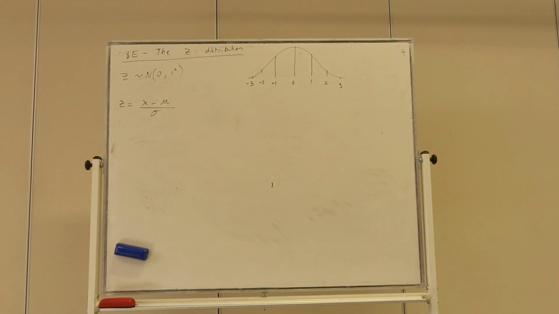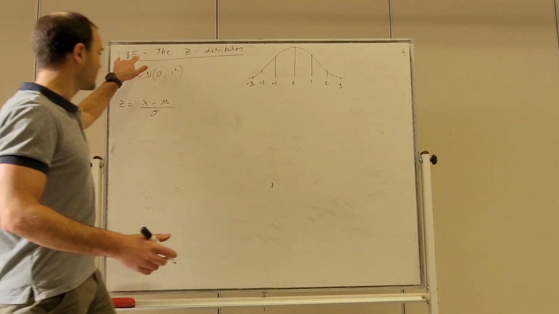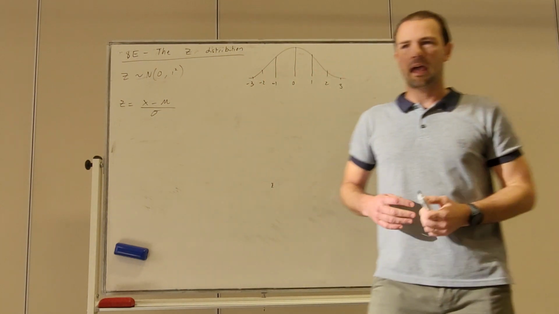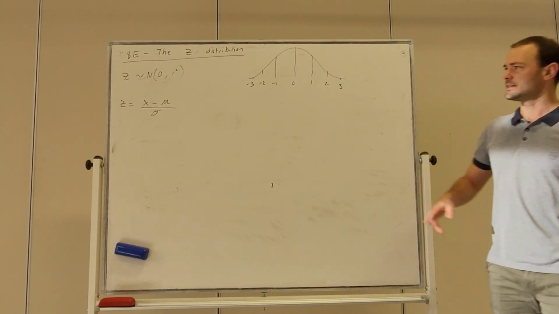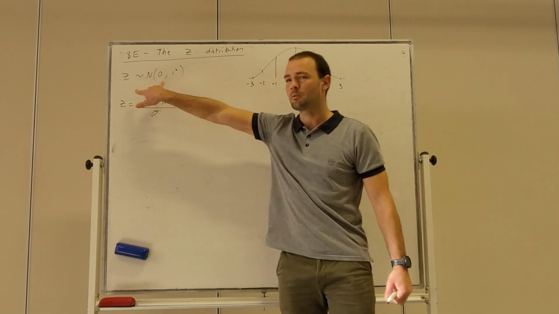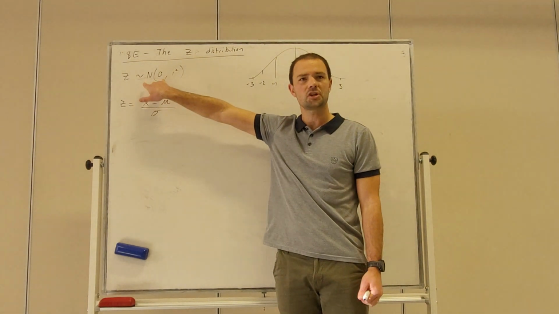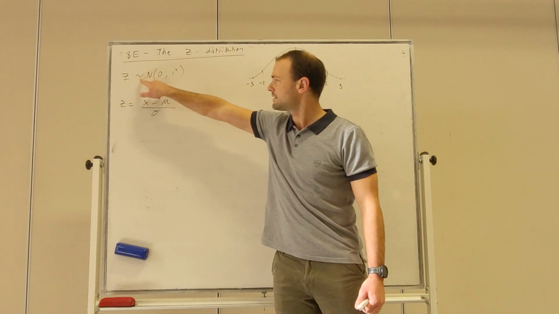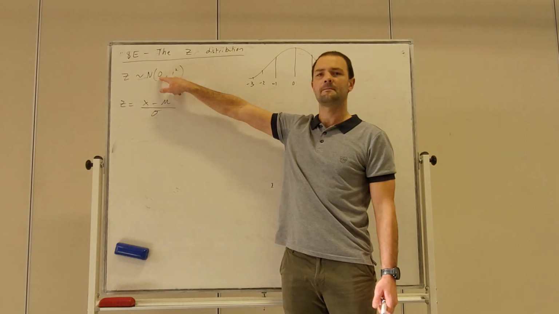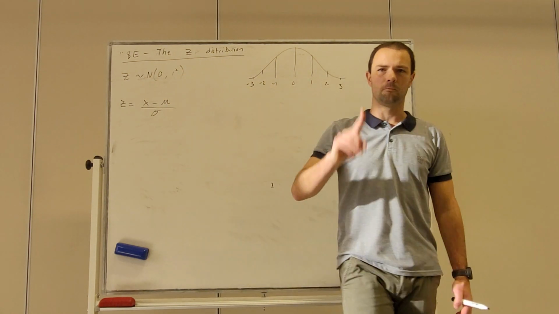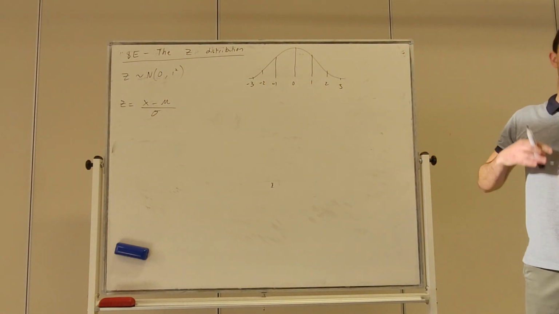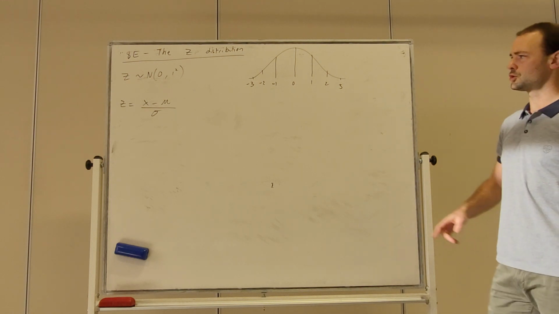All right, so we're talking about the Z distribution today, so exercise 8E. What the Z distribution is, it's a normal distribution. Remember I've spoken about this mathematical notation before, right? Z is normally distributed with a mean of 0 and a standard deviation of 1. And this is what we call the standard normal distribution.